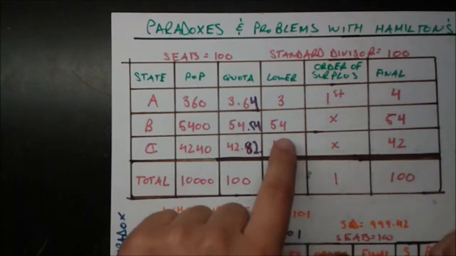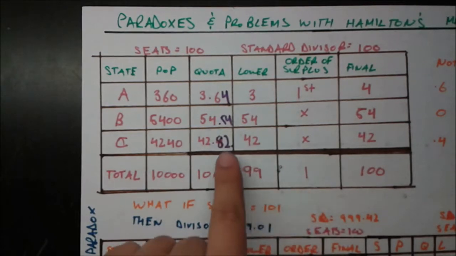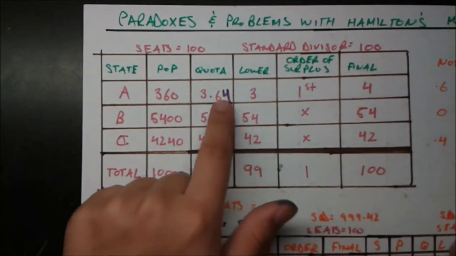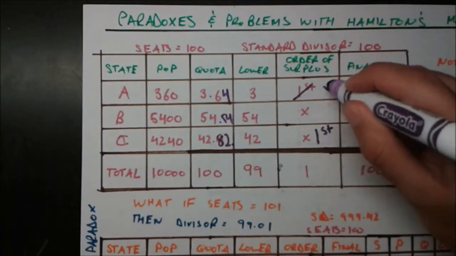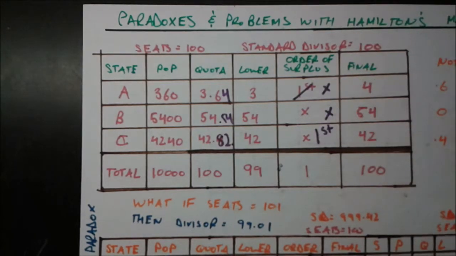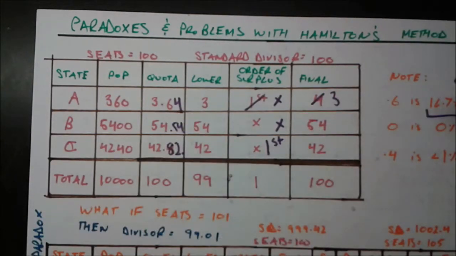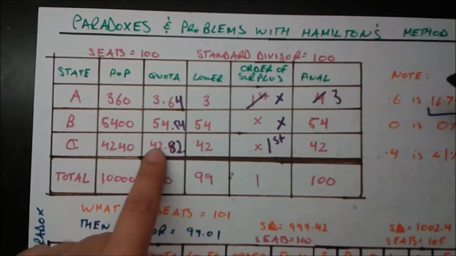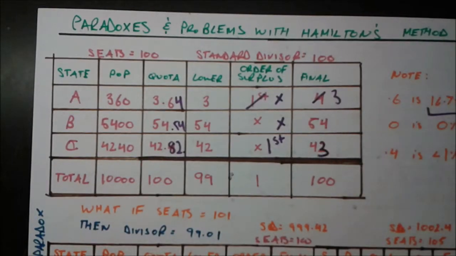Now what changes? The lower quotas are the same. It's still 3, 54, and 42. But the order of the surplus is no longer the same. Since 0.82 is now the biggest residue right here, this first place goes away and goes over here. And in fact, these two don't get anything. So then the final is going to be different too. This final will be 3. This 54 will not change, and instead of a 42, state C got another extra seat, so it's going to be 43. So now things have changed.